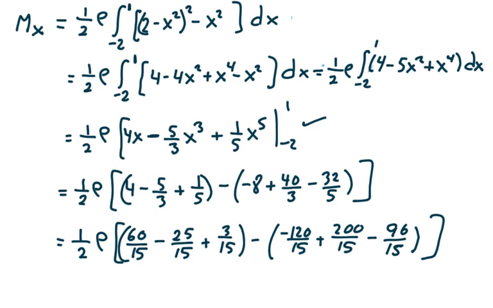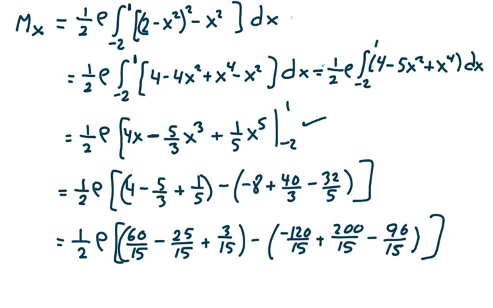So this is 1/2 rho times the quantity 4 minus 5/3 plus 1/5 minus the quantity negative 8 plus 40/3 minus 32/5. If you notice, I replaced x with 1, and that's how I got 4 minus 5/3 plus 1/5. Then I replaced x with negative 2, and that's how I got negative 8 plus 40/3 minus 32/5, and then I subtracted those quantities.